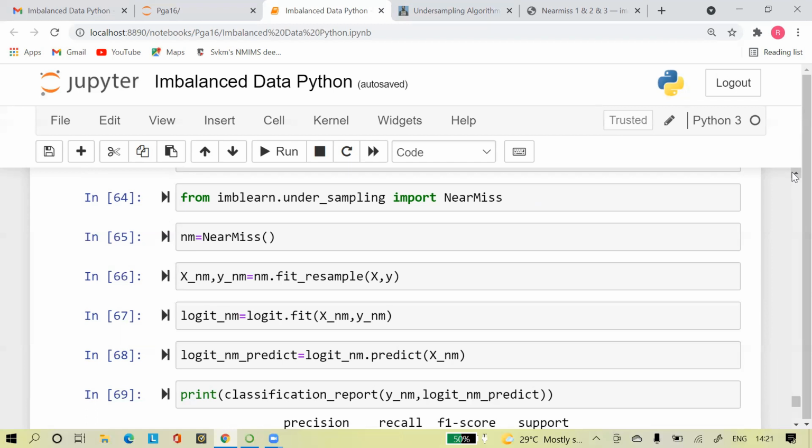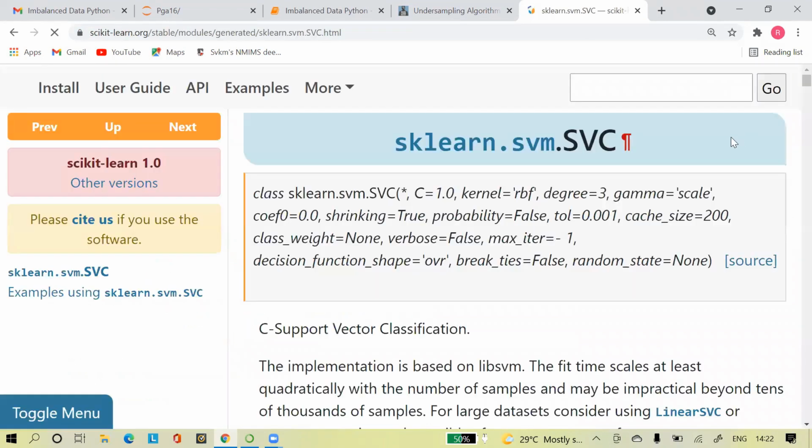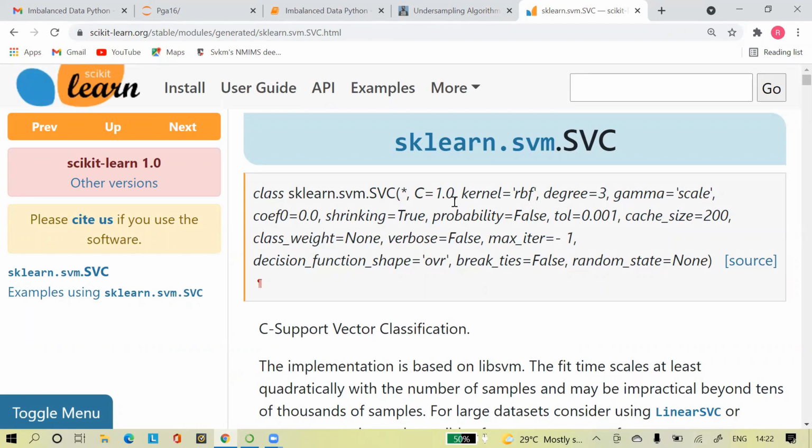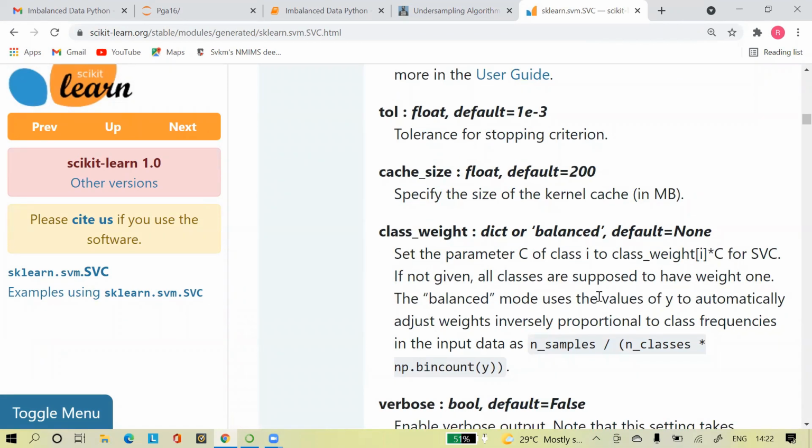Actually, for some models, there is an inbuilt balance. For the support vector machine, there is an option called class weight. If you look at our support vector machine, SVC classifier, class weight. So if you say class weight is balanced, the balanced mode uses the values of y to automatically adjust weights inversely proportional to class frequencies in the input data, as n_samples divided by n_classes times bincount of y. So it can be a dict or balanced. Dict means you can give your own values, or else you can simply say balanced.